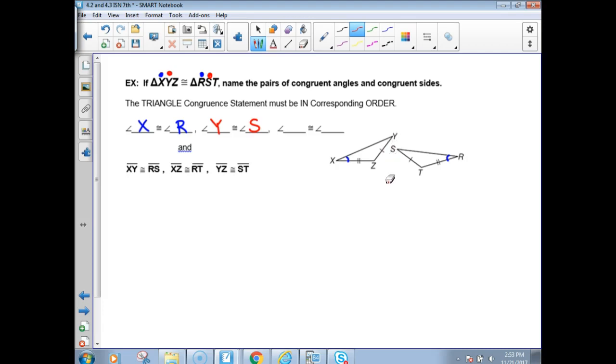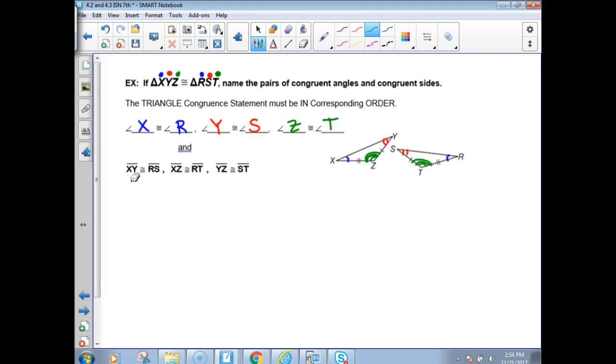And then I'll go mark it on the picture. Double arc, double arc. And finally, we can say that angle Z is congruent to angle T. Triple arc, triple arc. You can also list the corresponding pairs of sides, and you can get those from the statement as well. XY congruent to RS.